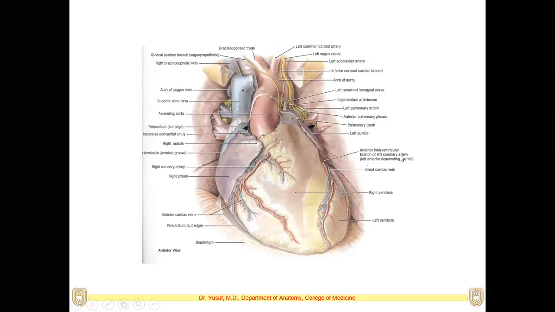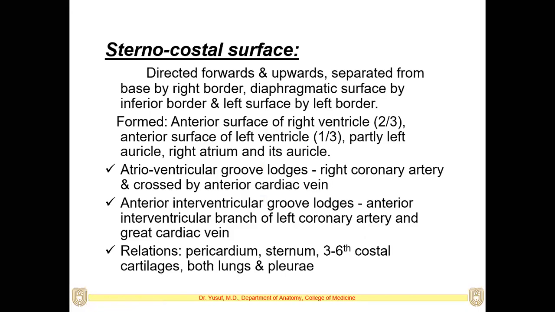This is called the anterior interventricular branch of the left coronary artery, and you can also see the great cardiac vein running here. So these are the two structures and the two grooves which you can trace in this place.